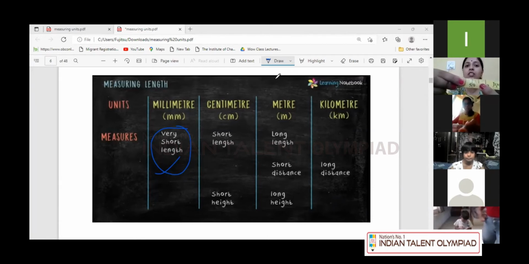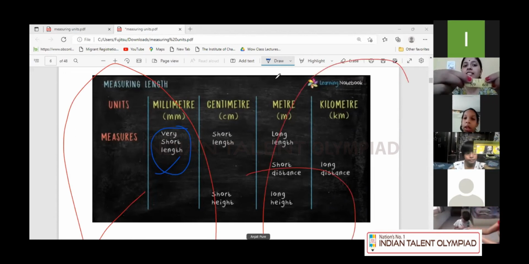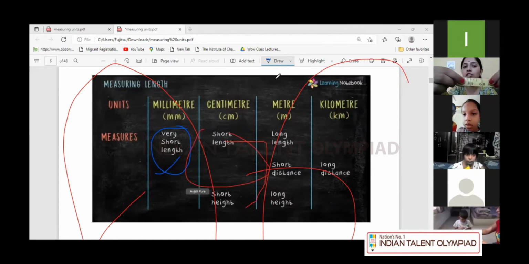In your scale also there are small lines, then after that one bigger line. This distance is a centimeter. And the small line above it is a millimeter. Understood? Okay.